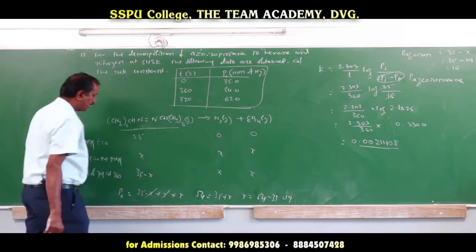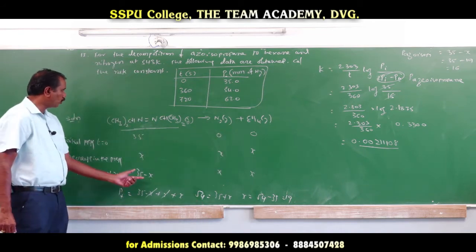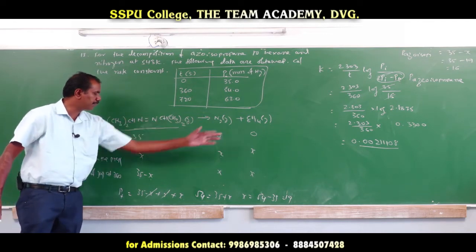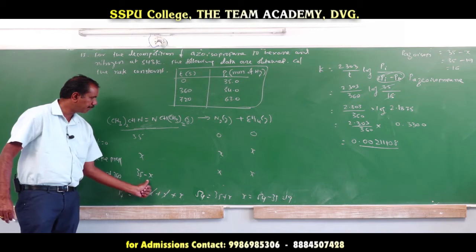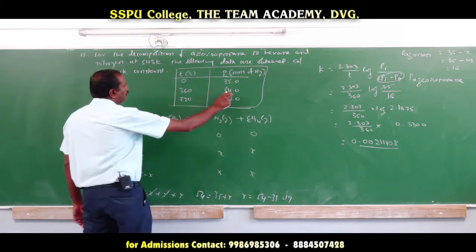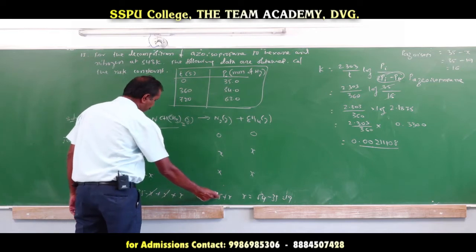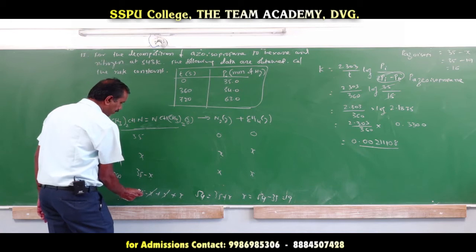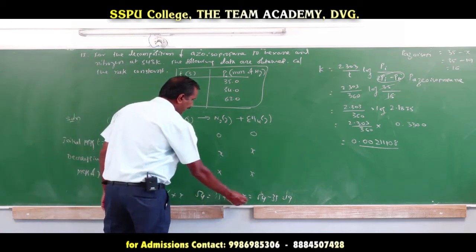Whatever nitrogen forms, that much pressure will be left behind. So here also X. The total pressure is nothing but the partial pressure of azoisopropane plus nitrogen plus hexane: 35 minus X plus X plus X. So the total pressure is 54, that equals 35 plus X, where X value becomes 19.